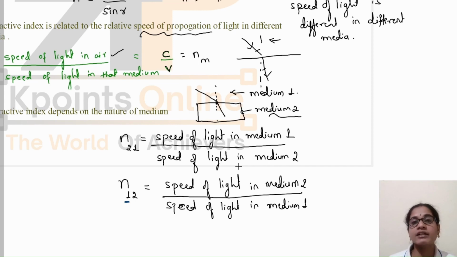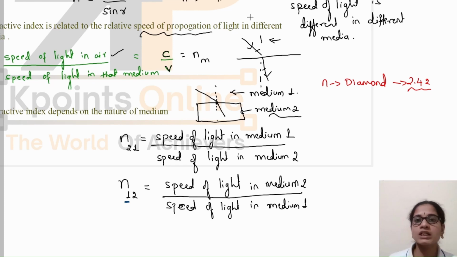Whenever we say the refractive index of any medium with respect to air or vacuum, we call it the absolute refractive index. What is absolute refractive index? When the refractive index is with respect to air or vacuum, that is called absolute refractive index, and it is simply called the refractive index. If I say the absolute refractive index of diamond is 2.42, then it means that the ratio of the speed of light in air to the speed of light in diamond is 2.42. This is called absolute refractive index.